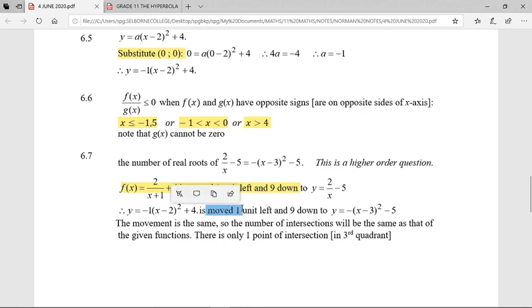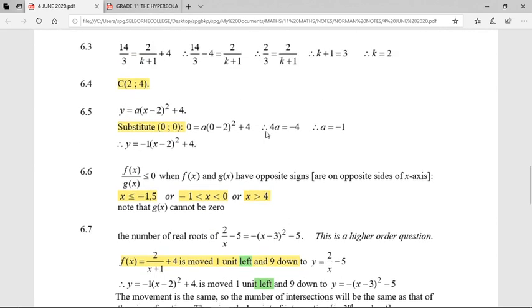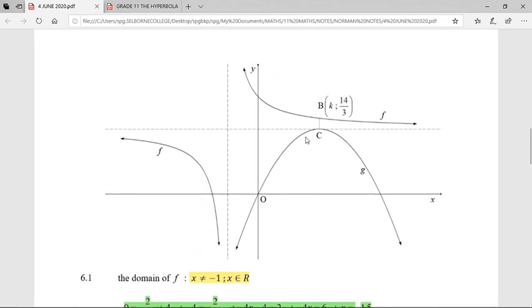Okay, so bear in mind here, I'm just going to maybe make this left into a green. That should be right, gentlemen. Okay, we have moved 1 unit right and 9 down. Okay, so if you go back and look at your two functions as they stand, we're going to be moving them both 1 unit to the right and 9 units down.